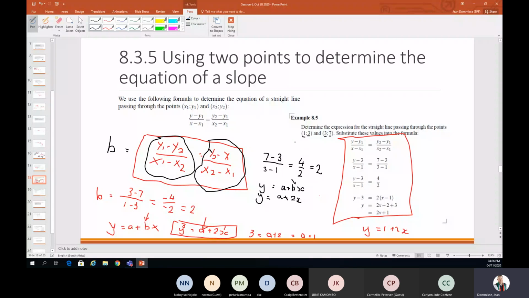And then what we can do is use that point or that point. Again, it doesn't matter which point you put in. When you substitute it, you will get an answer. So let me substitute. In that one, I substituted the 3 and the 1. So let's substitute the other way around. So y is equal to 7.